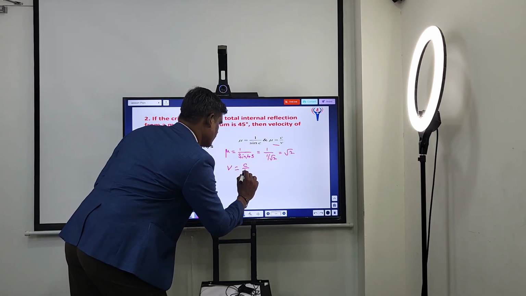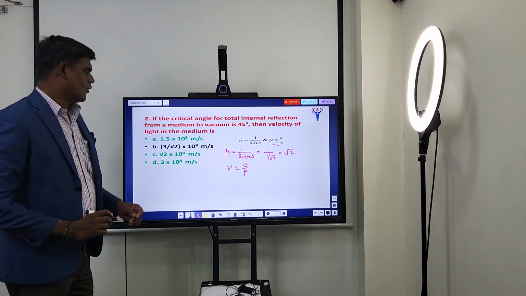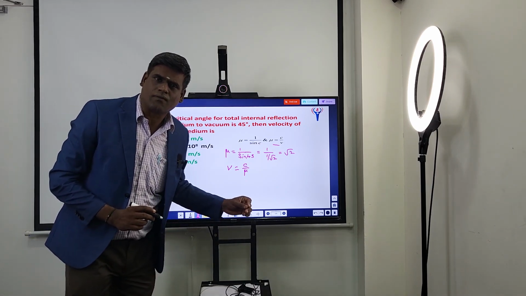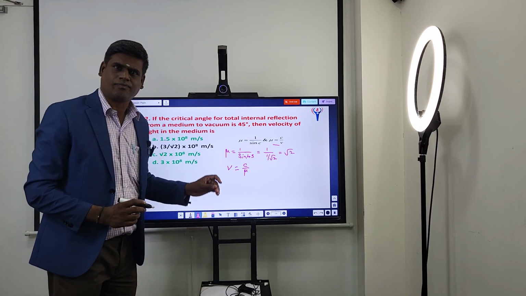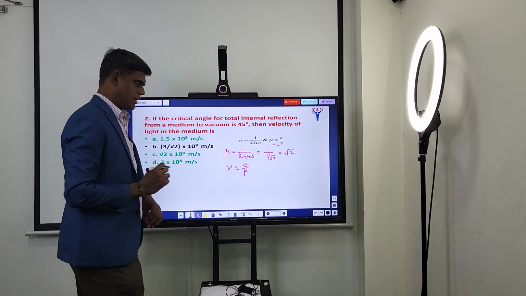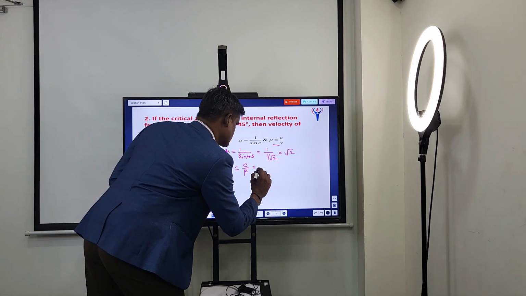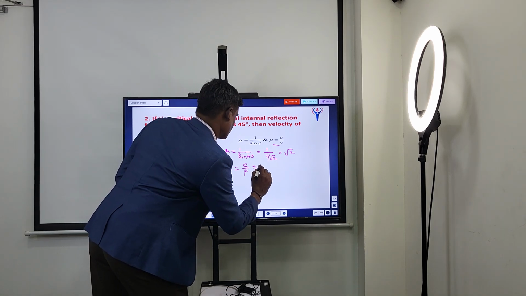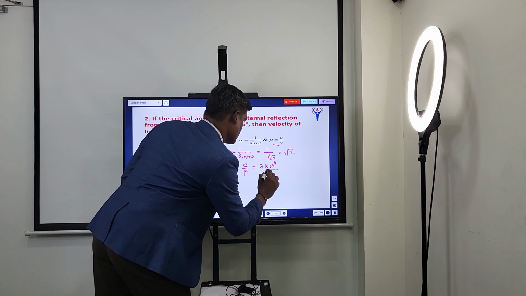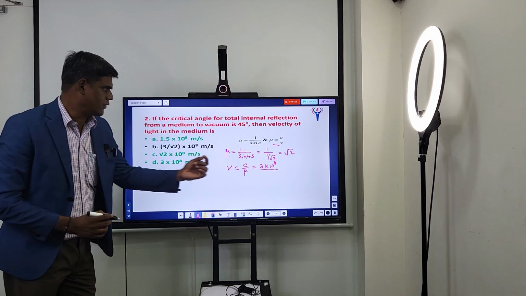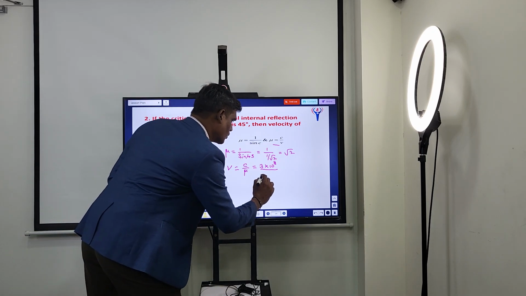What is the value of the velocity of light in vacuum? 3 into 10 power plus 8 meter per second. Then v is equal to 3 into 10 power 8 divided by the value of mu, which we just found, mu equal to root 2.